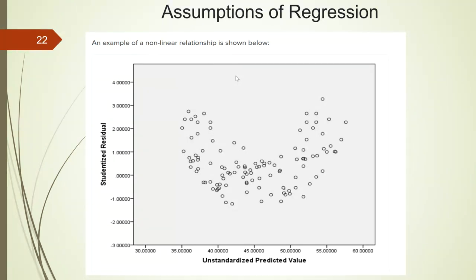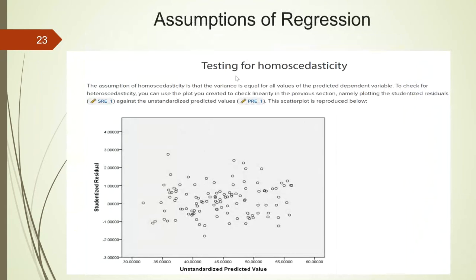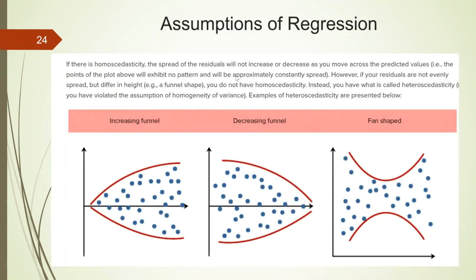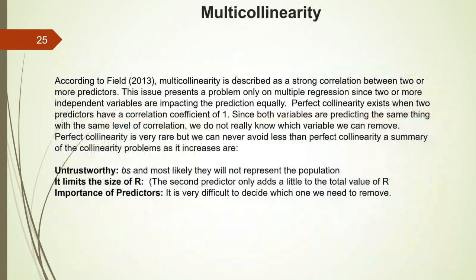Remember, we ran the actual linear regression. Homoscedasticity means that the variance is equal for all the values of the predicted dependent variable. You run the same plot, and this looks like we are fulfilling the assumption. But if you see an increasing funnel, a decreasing funnel, or a fan shape, then the assumption is not fulfilled. And then we have multicollinearity.